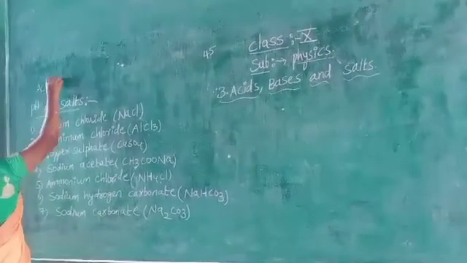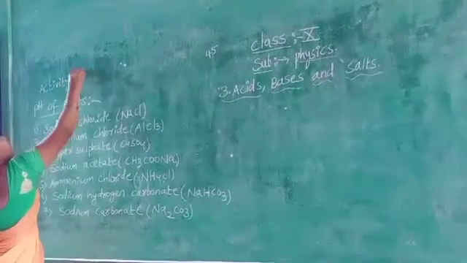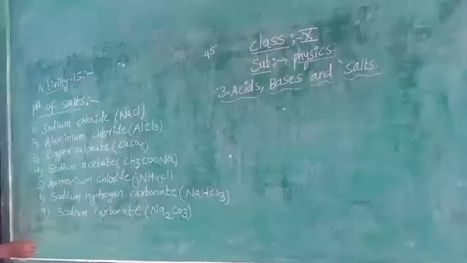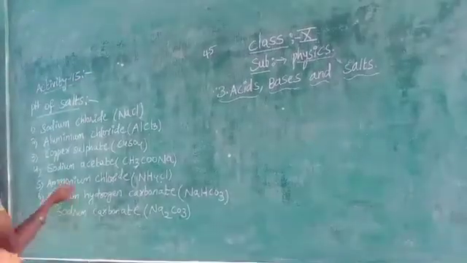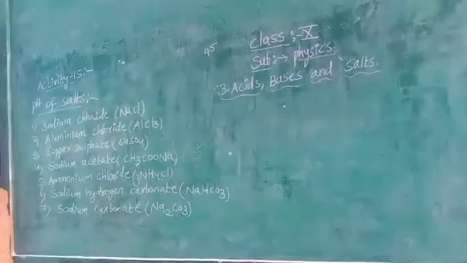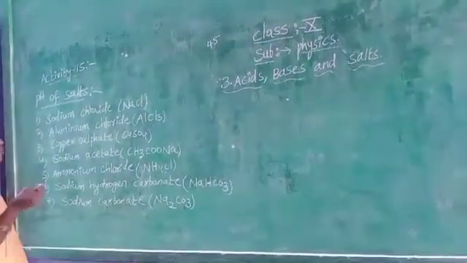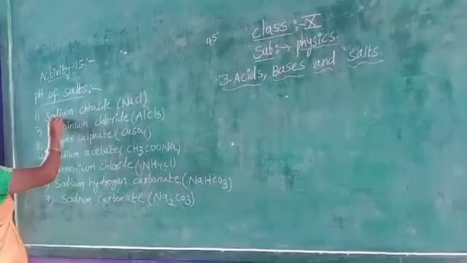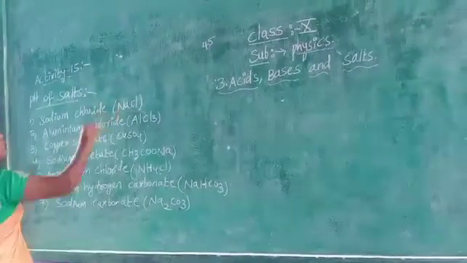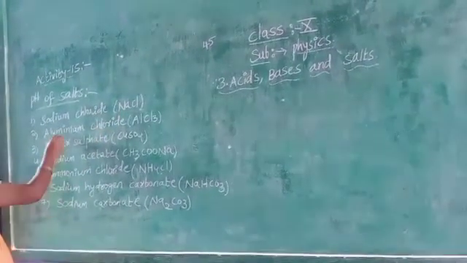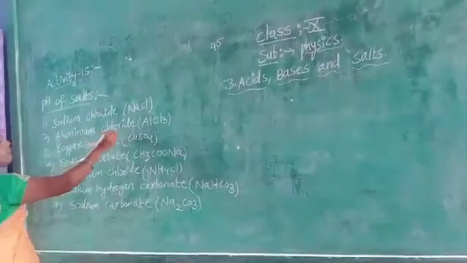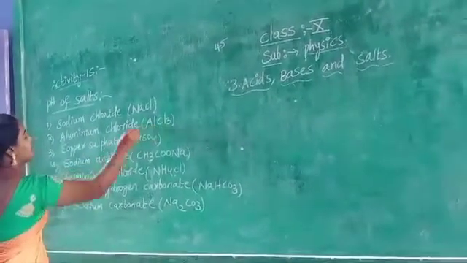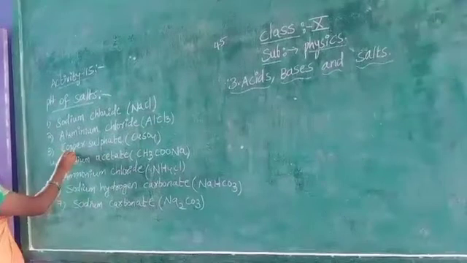So for activity 15, what are we discussing? Very simple. We collect some chemicals from the laboratory. First, sodium chloride, the formula is NaCl. Next one, aluminium chloride, the formula is AlCl3. Next, the third one, copper sulfate.